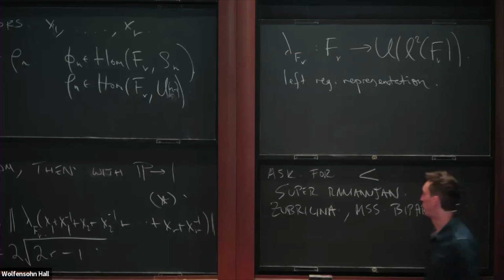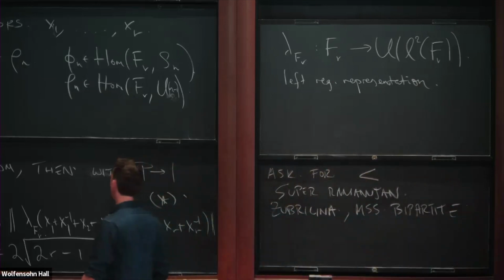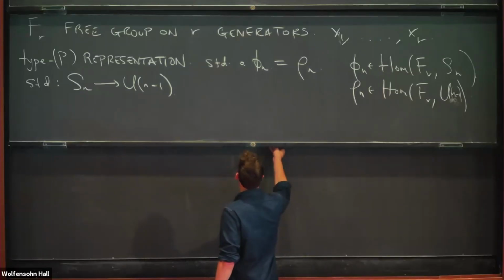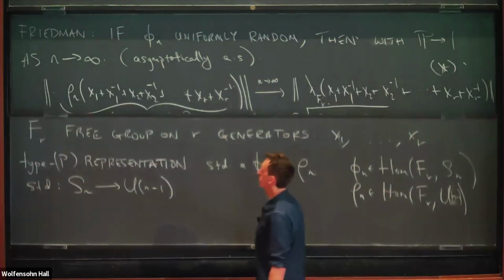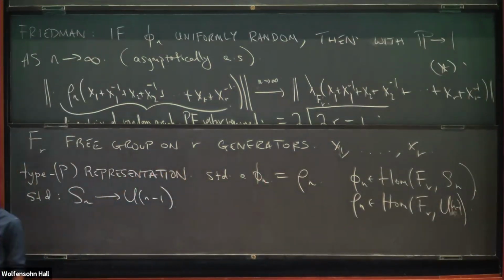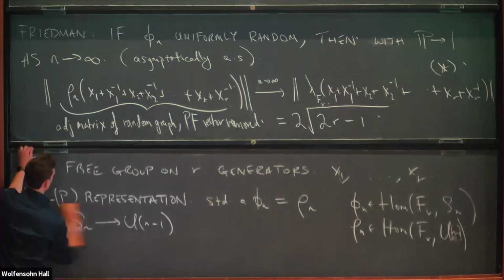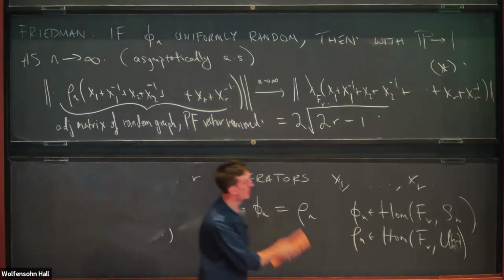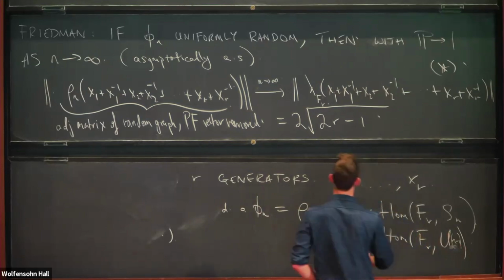Okay, so what I'm going to do is something completely different. I definitely need to keep this. Okay, so everyone should remember that a type P representation is a representation that factors through a permutation group in this way.